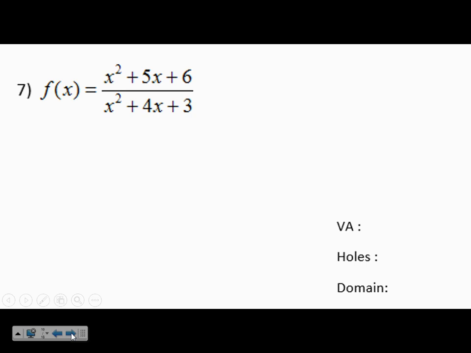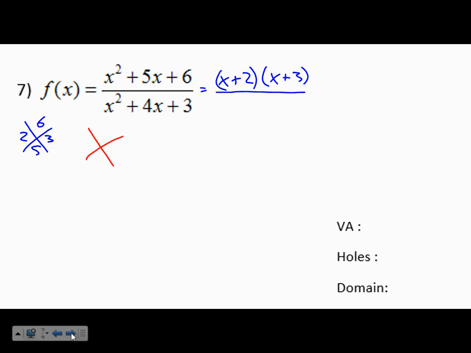This one's really fancy. We have a lot of factoring with this one. The factors of 6 that add up to 5 are 2 and 3, so we have x plus 2, x plus 3, over... I have factors of 3 that add up to 4, which are 1 and 3. 1 times 3 is 3, and 1 plus 3 is 4. So I have x plus 1, x plus 3.